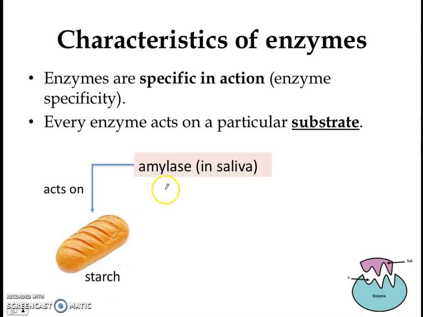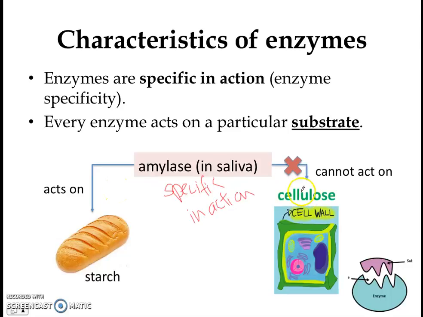Now, the fact that amylase is specific in action means that it can only act on starch. It cannot act on other kinds of substances. So it cannot act on cellulose, for instance. And that's what it means by an enzyme is specific in action. One enzyme acts on one substrate and on no other.